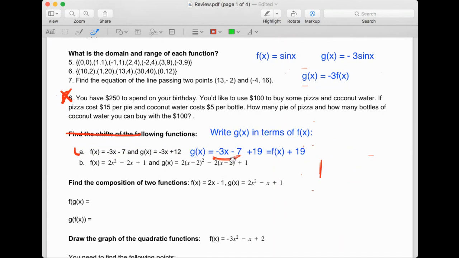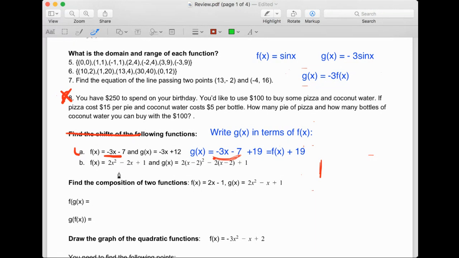Let's see if this makes sense. So g is negative 3x plus 12. So we're rewriting 12 into 19 minus 7. Why do we do that? Because negative 3x minus 7 is f of x. Same thing, if we want to write f in terms of g, we could do that for this question as well. Okay, any questions for this?